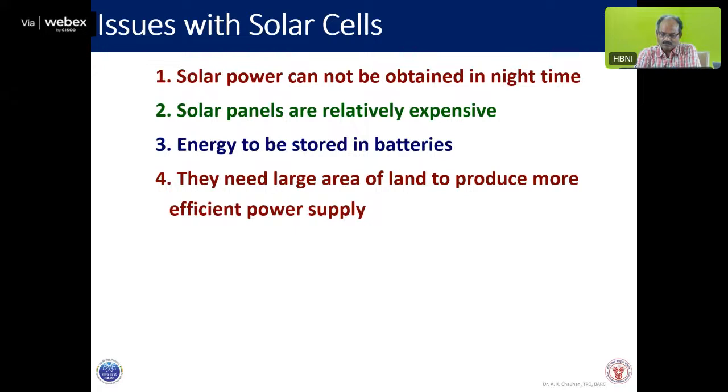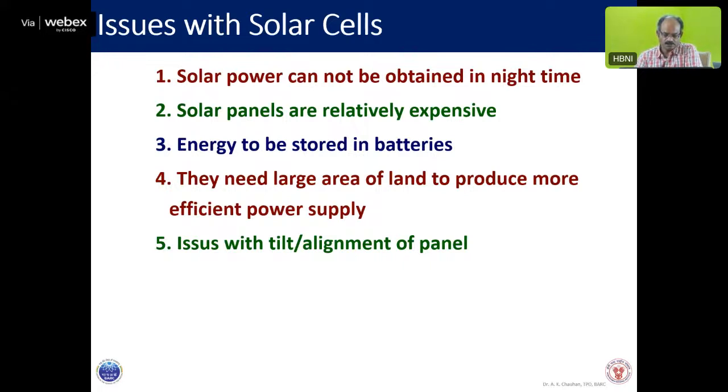They need a large area of land to produce a more efficient power supply. Suppose 1 meter by 1 meter is giving you 1 kilowatt. Suppose you want to install a capacity of 1 megawatt, then you can imagine how much area you require. So large area is one issue.